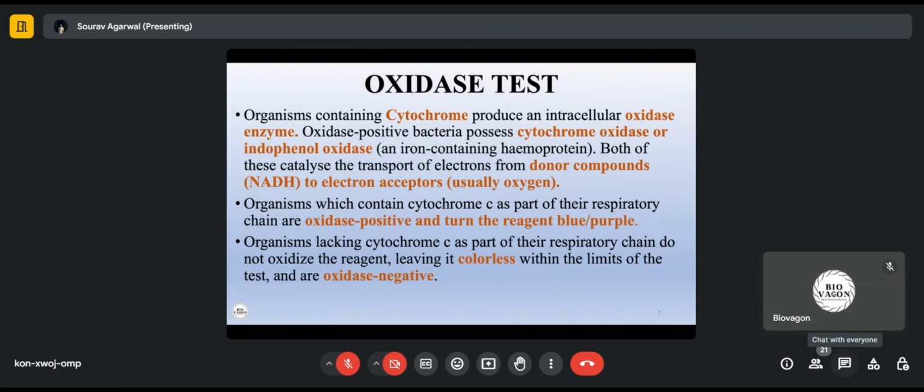Okay. Now we come to the oxidase test. Hope you have understood the catalase test. If you have any doubts, you can ask us. Now I'll be explaining the oxidase test first.